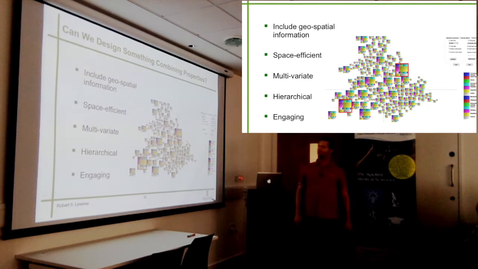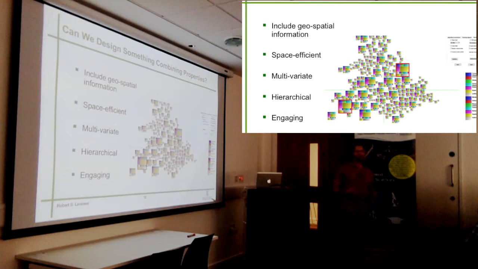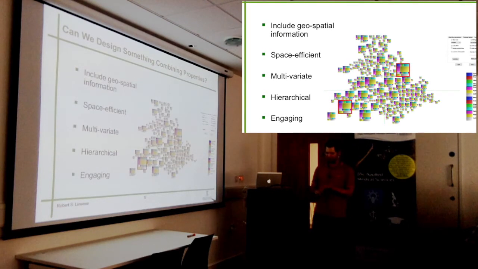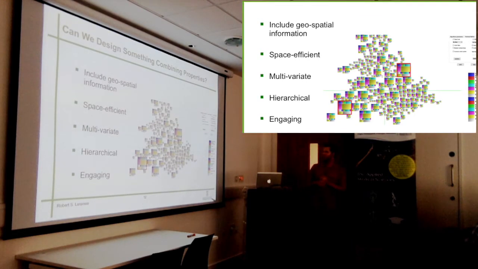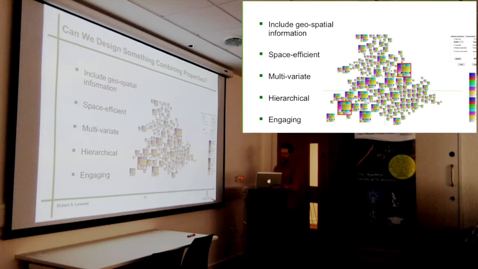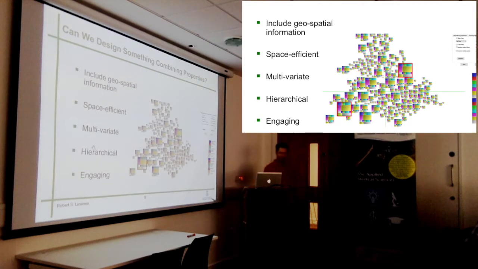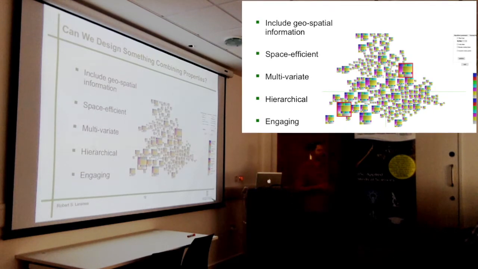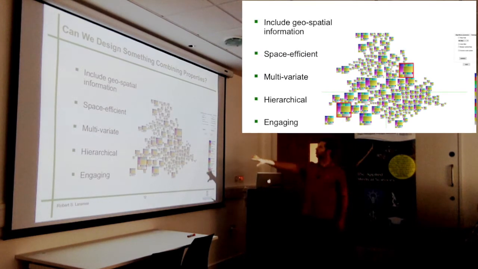And this is one of our first attempts, right, at looking at this problem to try to combine the properties of tree maps and cartograms for healthcare data, right? So we want to come up with a visual design that includes the geospace, that's space efficient, that can handle multivariate data, it can handle hierarchical data, and be engaging all at the same time, right? And this is a preview of what we call the cartographic tree map.